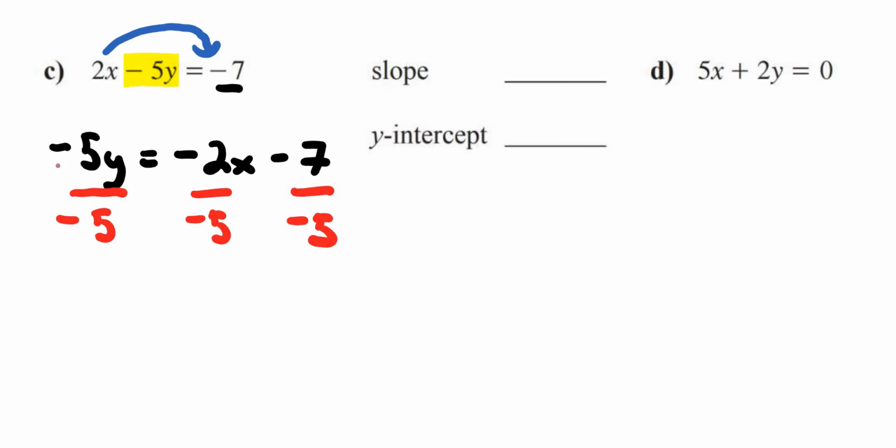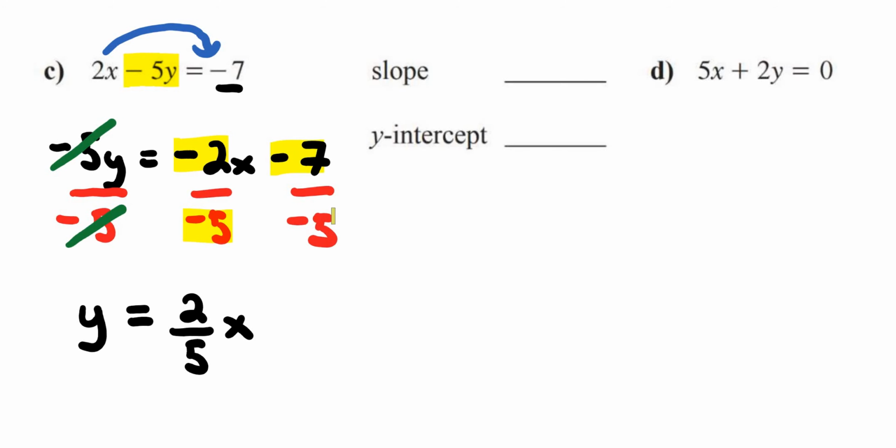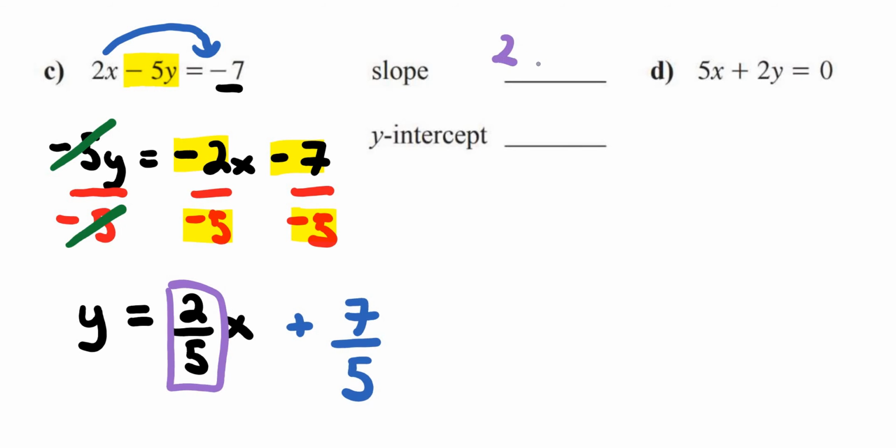If I do that, the negative 5 here and that negative 5 cancel out, giving me a single y here on the left-hand side. Negative 2 divided by negative 5 is just 2 over 5x. And then negative 7 divided by negative 5 is positive, right? So a negative divided by a negative number is going to be a positive number here. So I get positive 7 over 5. All right, so my slope is 2/5, and my y-intercept is 7 over 5.